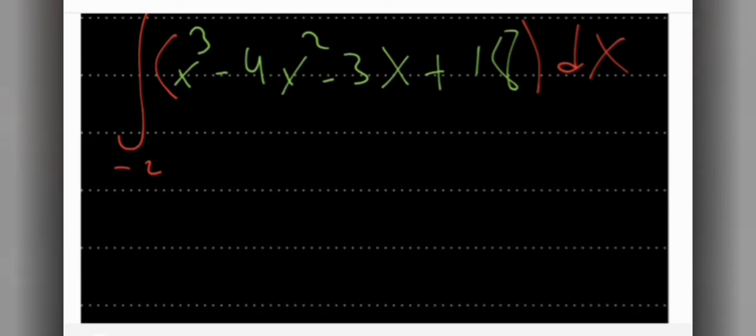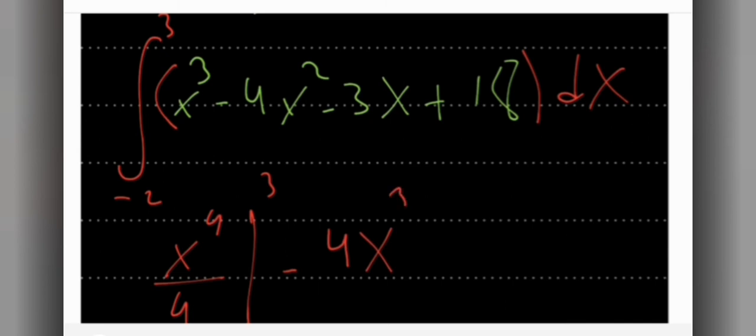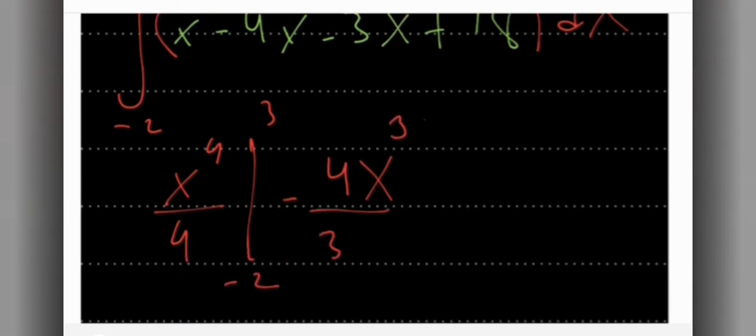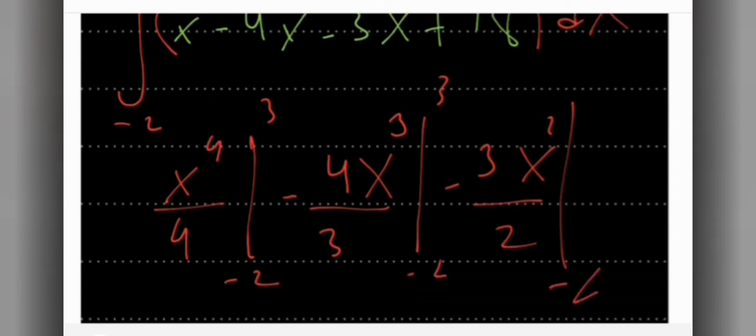So the integral of x cubed is x to the fourth divided by 4, right? From where to where? From minus 2 to 3. Now the integral of minus 4x cubed divided by 3, from where to where? From minus 2 to 3. Minus 3 of x squared divided by 2, right? The integral of x from where to where? From minus 2 to 3.